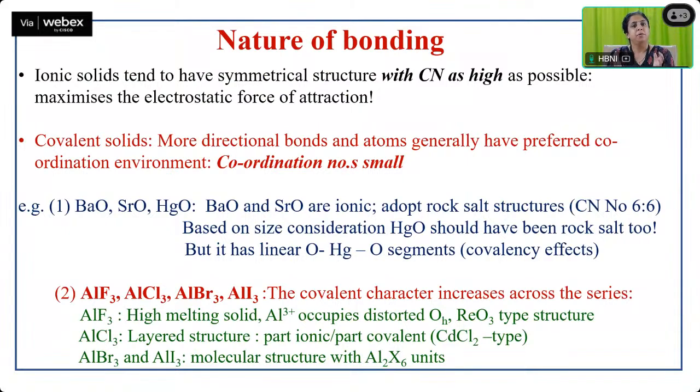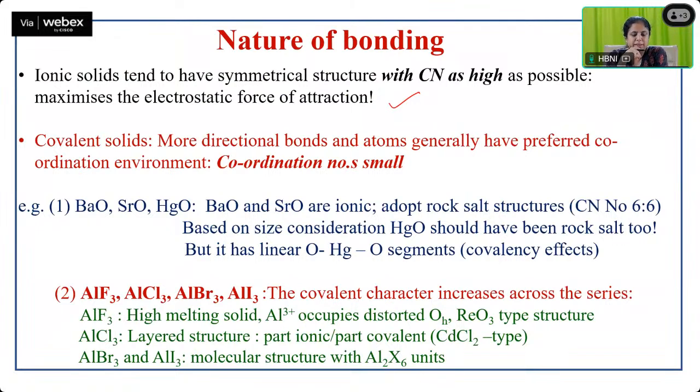This optimized structure is maintained by the fact that there is as large a number of anions surrounding the cation as possible, and they should also be at an optimum distance from each other. This results in ionic solids having a symmetrical structure with coordination number as high as possible. What does it do? It maximizes the electrostatic force of attraction.